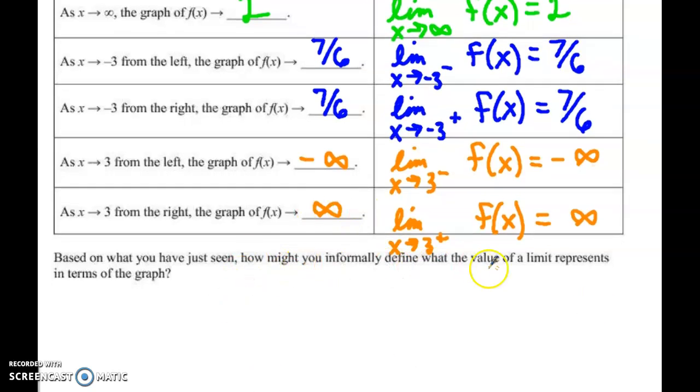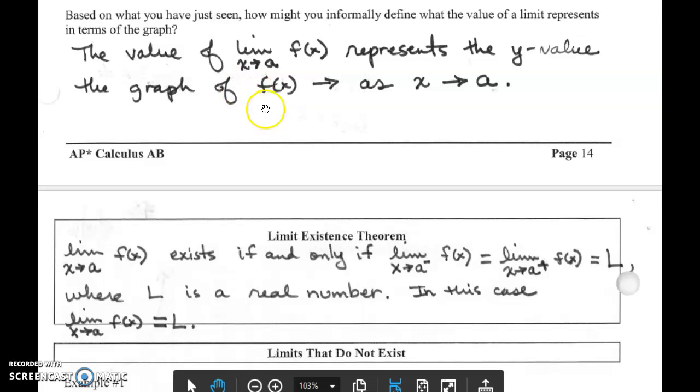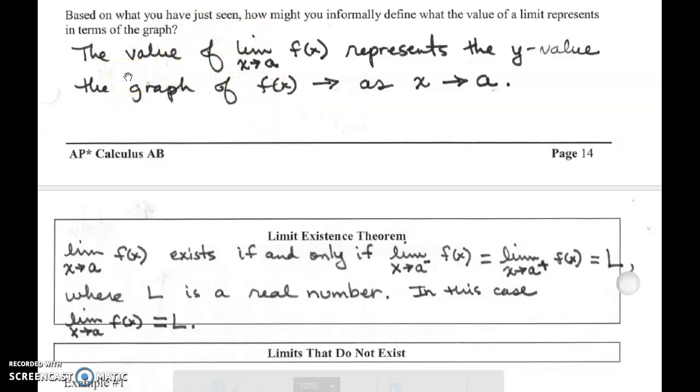So as they're asking the next question, it's basically getting you to write in your own words how you feel that this is represented. And I could actually just pull up the answer key, which I plan on sharing with you. Something like this. So based on what you've seen, you might want to say that the value of the limit as x approaches a of f of x represents the y value the graph of f of x approaches as x approaches a. I hope that kind of makes sense.